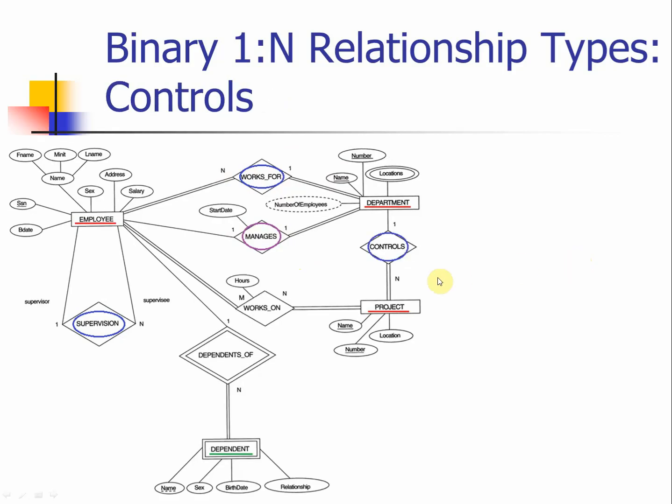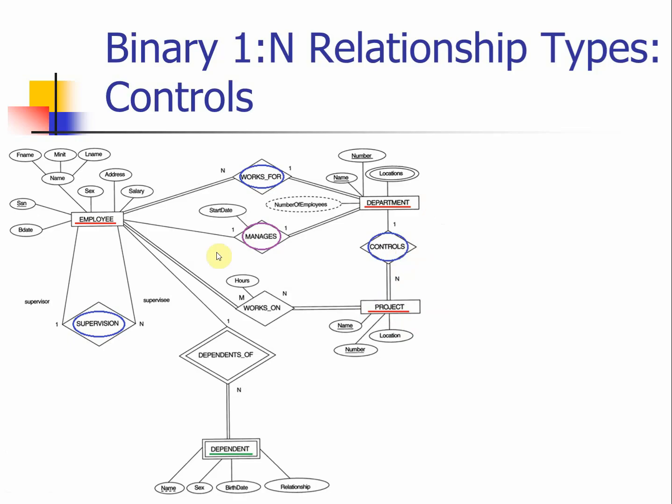So finally, we want to take a look at controls. Controls, again, is a one-to-N relationship. You can see that a project is controlled by one department. Each department can have several projects. And you can understand why we need to choose the N side. Because when we come to the N side, for every single project, we will have one department's information. If we go to the other side, it will violate the first normal form. Why is that?